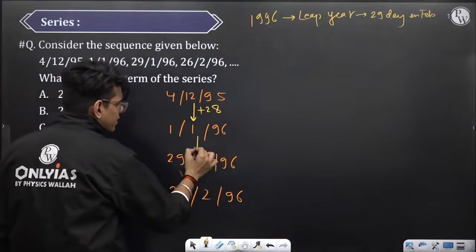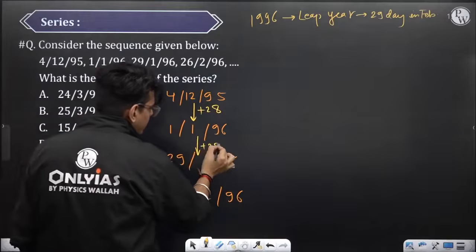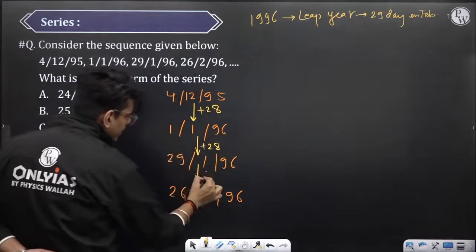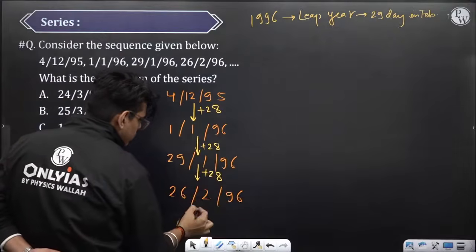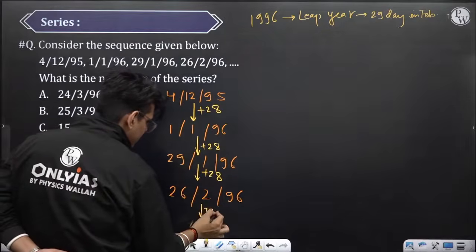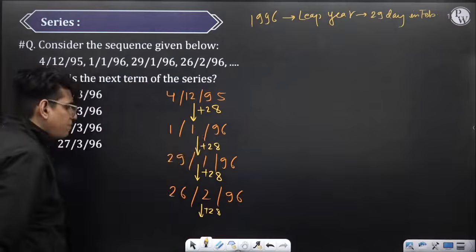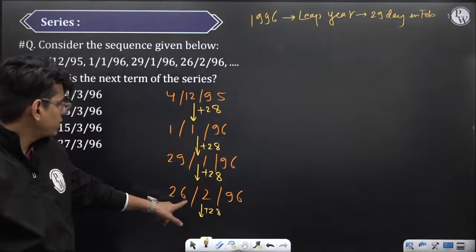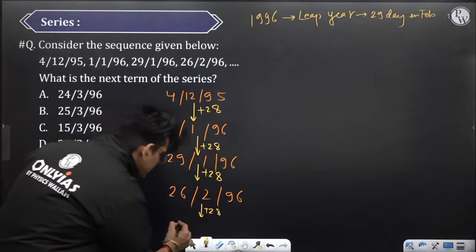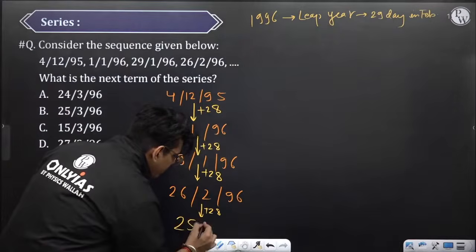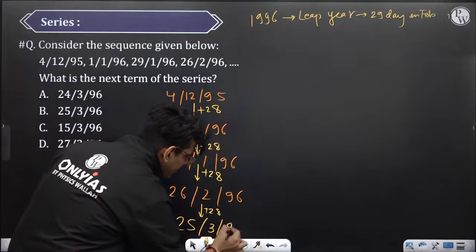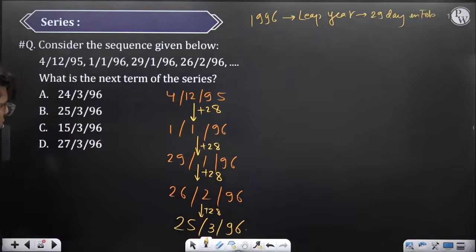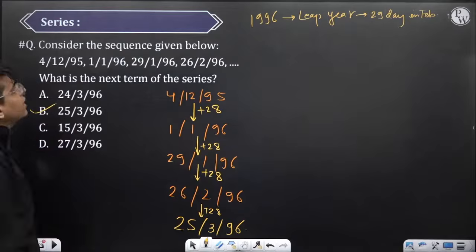Similarly, this is again 28 days ahead, and this is again 28 days ahead. So the next term will be 28 days ahead also, because it is following a pattern. But now there are 29 days in February, keep in mind. So 3 here and 25 in the next one. So the next term will be 25, 3 of 96. Is it in the options? 25, 3, 96. So B is our correct option.